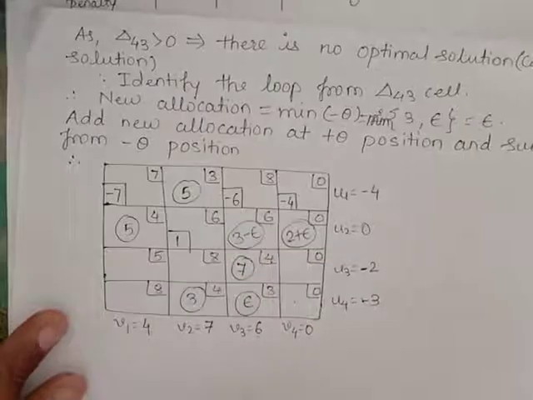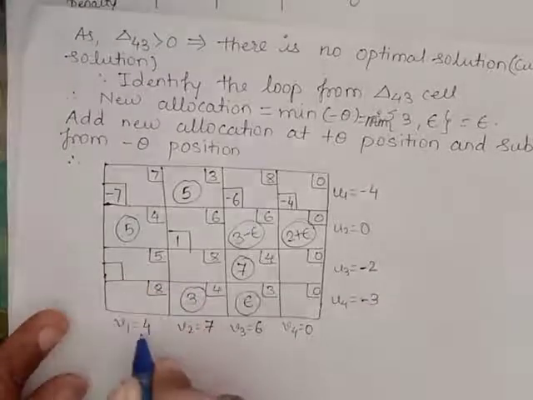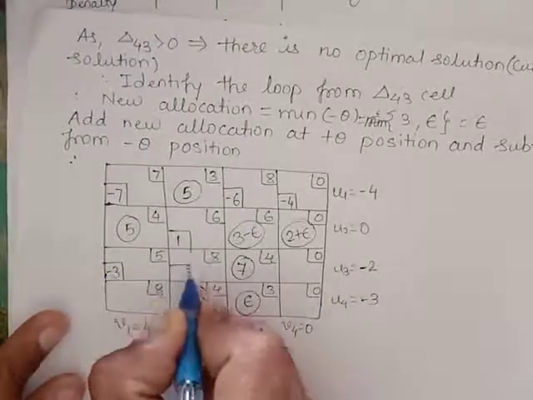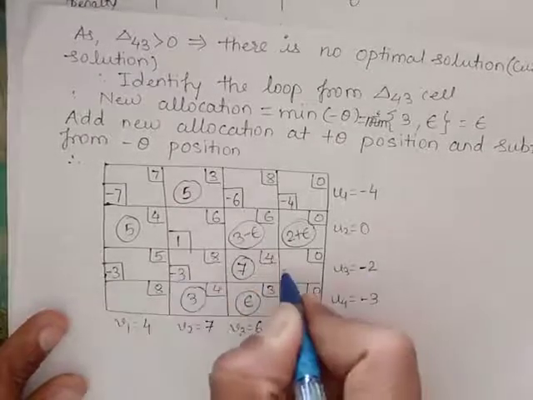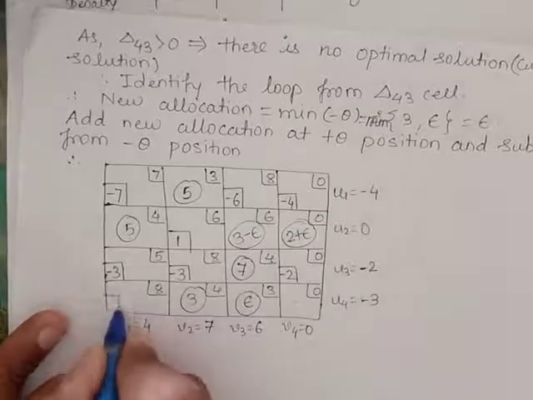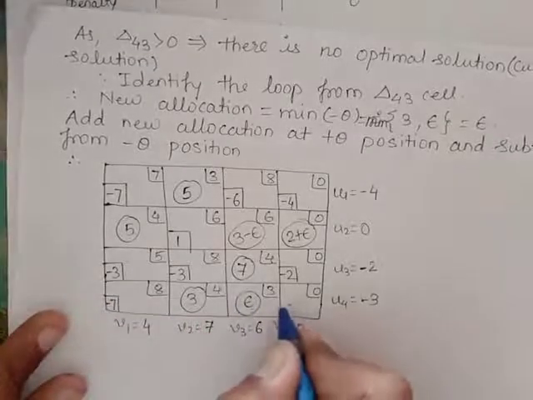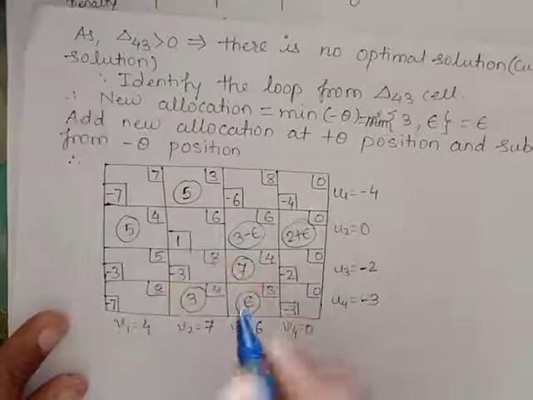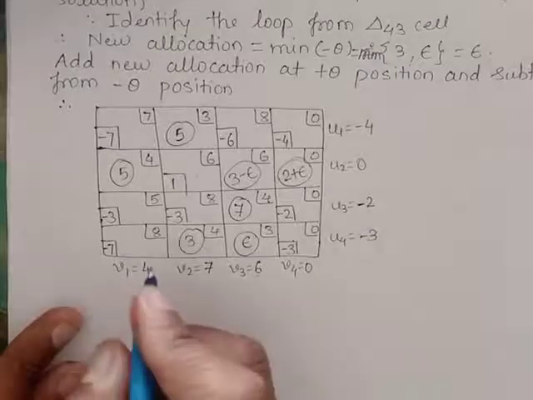So again 1 we got here, positive. Again what about this? This is 2 minus 5, so minus 3. Again this is 5 minus 8, so minus 3. What about this? This is minus 2. This one is 1 minus 8, so minus 7. And this is minus 3. Again here we get a positive. So there will be a next, again a new table, improved table.